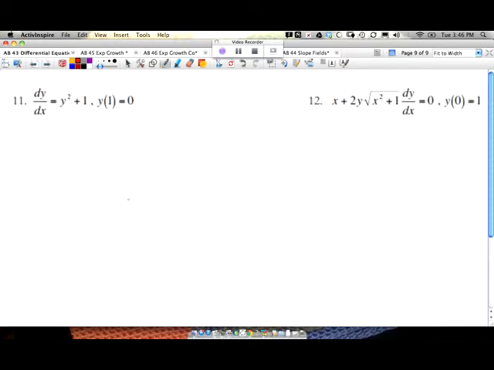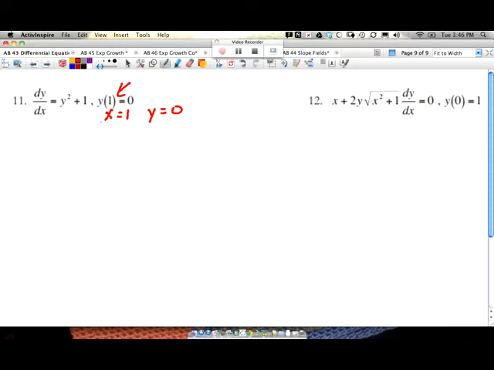So dy/dx equals y squared plus 1, y of 1 equals 0. What does that really mean? That means that x equals 1, y equals 0. Okay, I can do that. Let's do it. Now, what do we need to do?